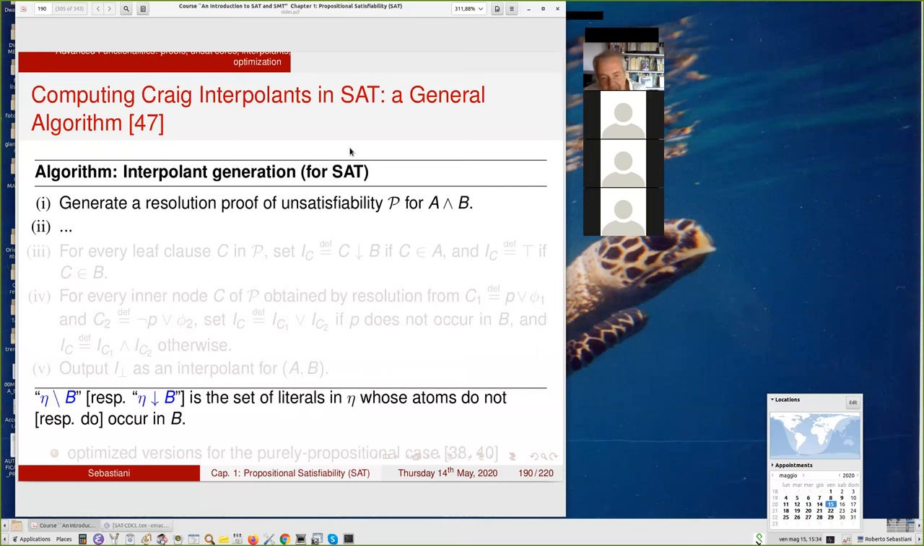The general interpolation algorithm by Pudlak has a second step, which is not relevant for the Boolean case. When you have something more sophisticated, like finding interpolants for SMT, there is one more step here, which I don't discuss. Then, a resolution proof of unsatisfiability means that you have leaves and then a set of applications of resolution inference until false. Of those leaves, some will belong to A, some will belong to B.